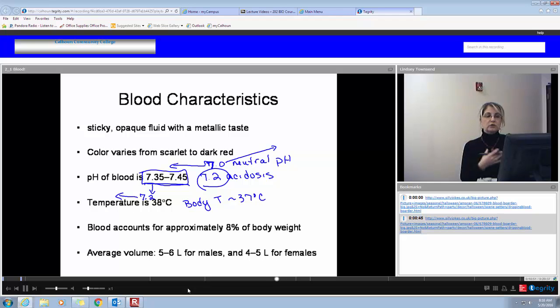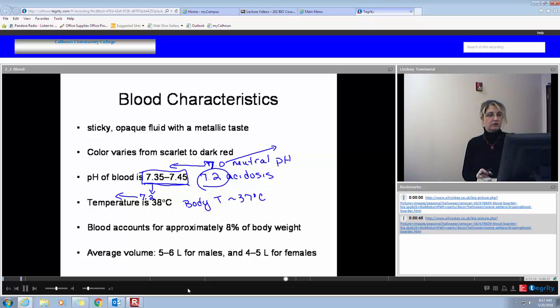So the blood will absorb that and then carry that heat throughout the body to keep the body evenly distributed. Blood is typically just a little bit warmer than normal body temperature. About 8% of total body weight is blood, and that varies some, but not a whole lot.